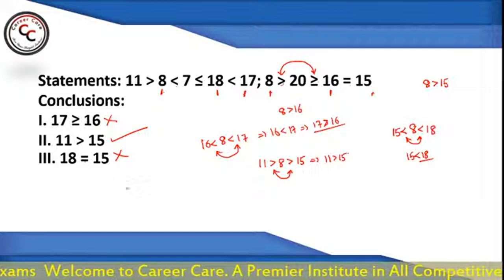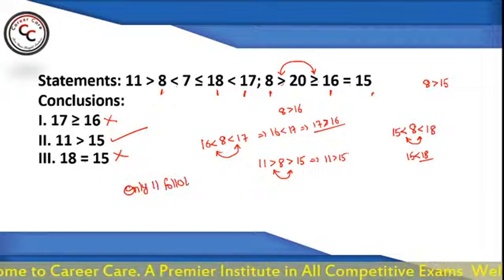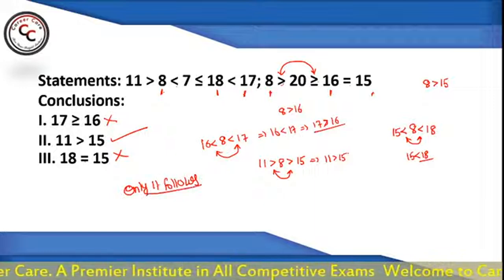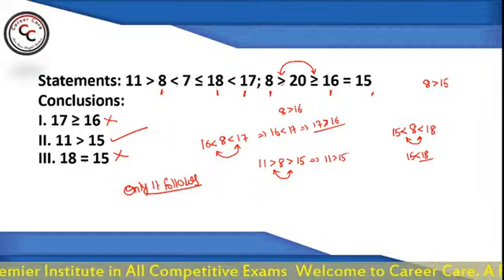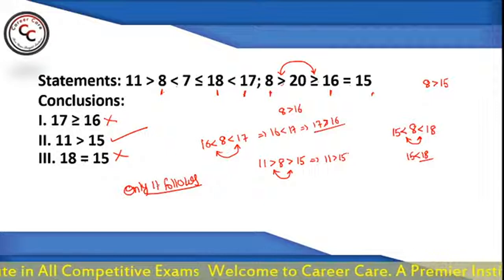So I am getting only one conclusion as true. So what is that? You can definitely say only conclusion 2 follows. Only conclusion 2 follows. I hope this particular question is clear. Only 2 follows.